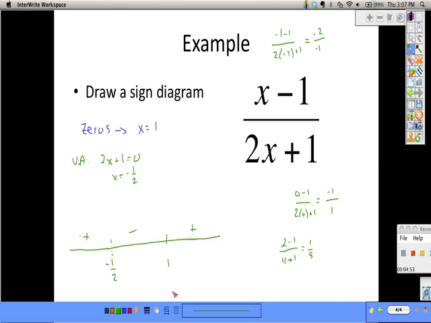So this sort of gives us an idea of what the graph should look like. We know that there's an asymptote at -1/2. We know that there's a 0 at +1. And in between those two, the graph is negative. It's positive to the right of 1. And it's positive to the left of the asymptote.